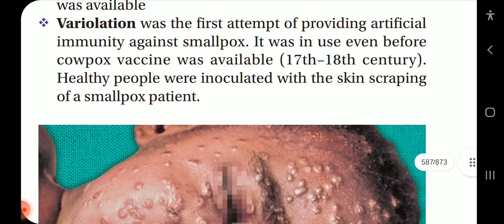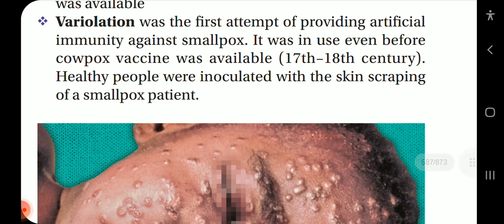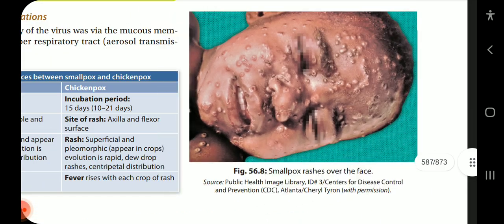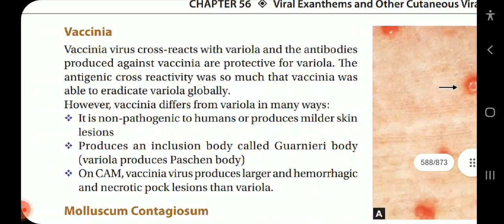Variolation was the first attempt at providing artificial immunity against smallpox. It was used even before the cowpox vaccine was available, in the 17th to 18th century. Healthy people were inoculated with the skin scraping of a smallpox patient. In this figure, we can see the smallpox rashes over the face.